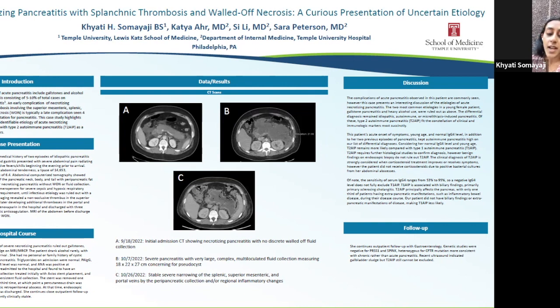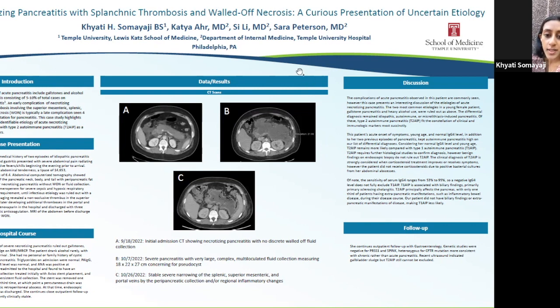We would need to have done further histological studies to confirm the diagnosis. However, the benign findings on the endoscopic biopsy don't necessarily rule out type 2 autoimmune pancreatitis. It's considered when corticosteroid treatment improves or resolves the symptoms, but the patient in question here did not receive any corticosteroids due to her positive bacterial culture, so we were unable to assess in that sense as well.